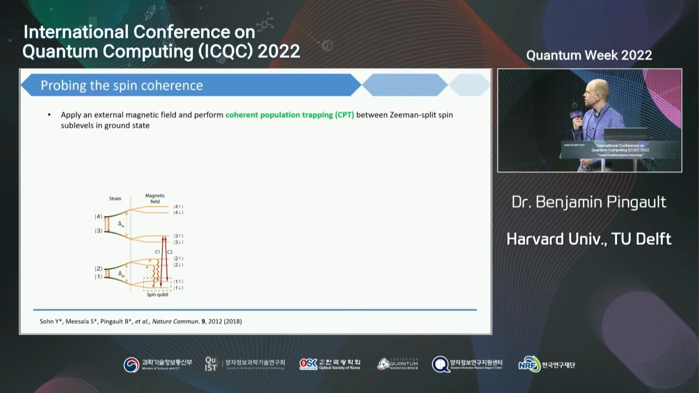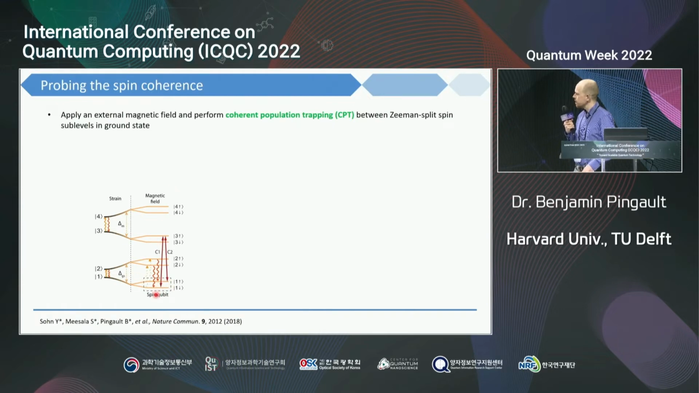Then what we did was, since we've split the orbital branches further apart from each other, we measured the coherence time of the spin using coherent population trapping, whereby we shine one resonant laser between one spin state and one excited state, and we scan another laser resonant with the other spin state and the same excited state. So the two ground state spin states and a common excited state.